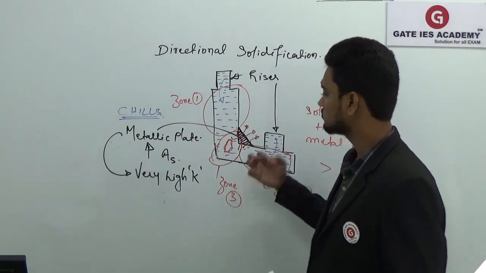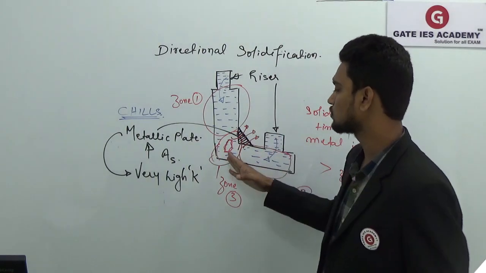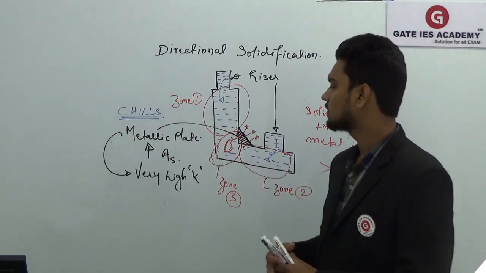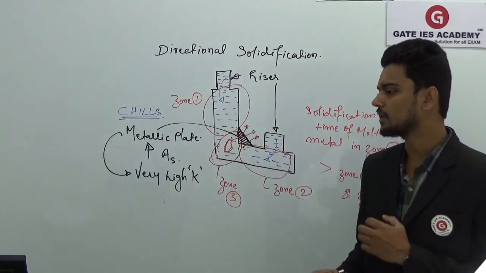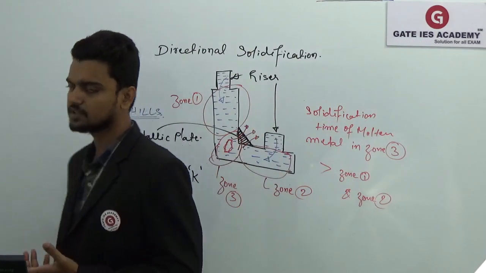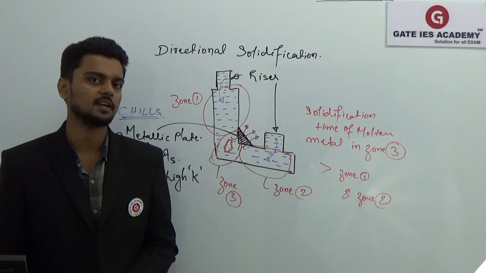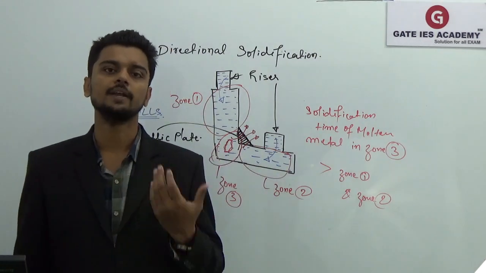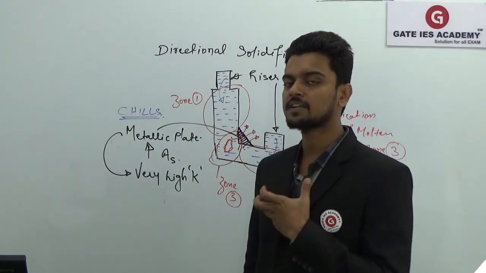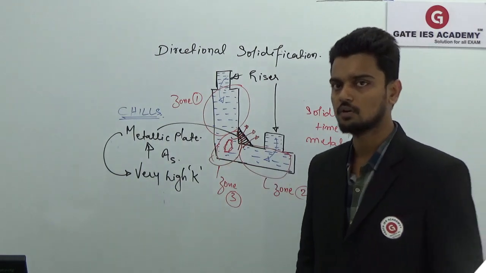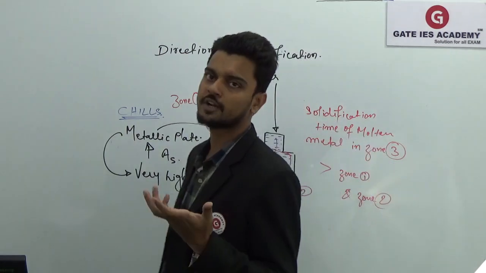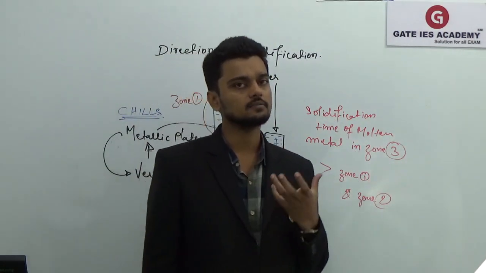Now obviously, in order to decrease its solidification time, we are using the metallic plate, which has very high thermal conductivity. So how can we increase that transfer of heat? By increasing the surface area. By increasing the surface area, and by using a plate with very high thermal conductivity, we are transferring more heat, so that the molten metal present in zone 3 will solidify before the molten metal present in zone 1 and zone 2, so that this riser will be able to feed the extra molten metal.